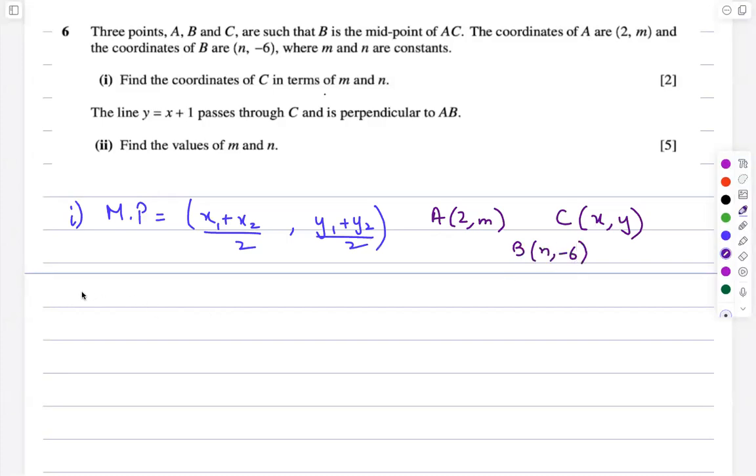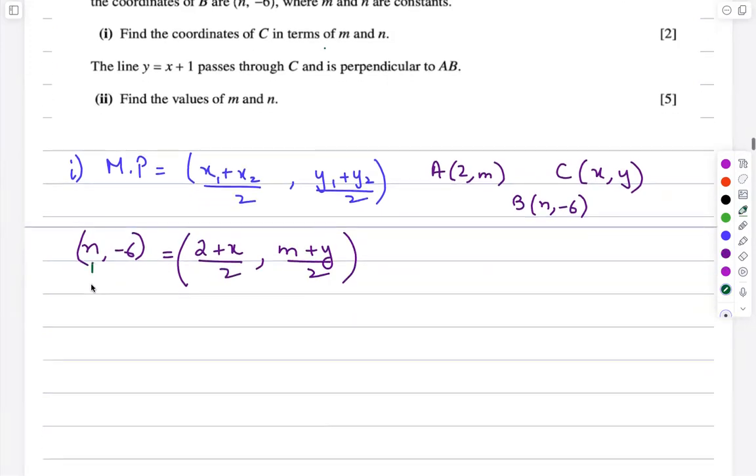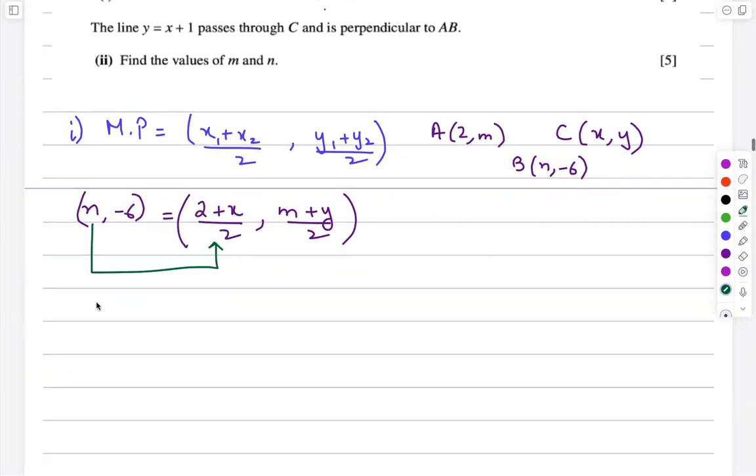So we can write this as n, -6 will be equal to (x1 plus x2) upon 2. So we can write it as (2 plus x) upon 2, and (y1 plus y2) upon 2. So that will become (m plus y) upon 2. Now equating the two equations, the x coordinate is n for the midpoint, and this is given by (2 plus x) upon 2. So we can write (2 plus x) upon 2 is equal to n.